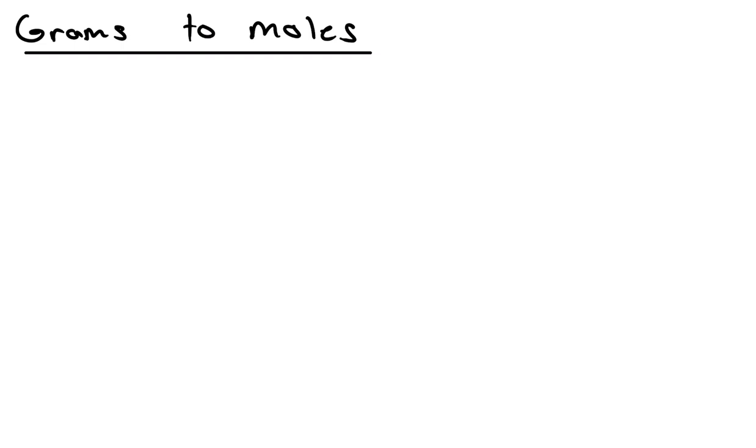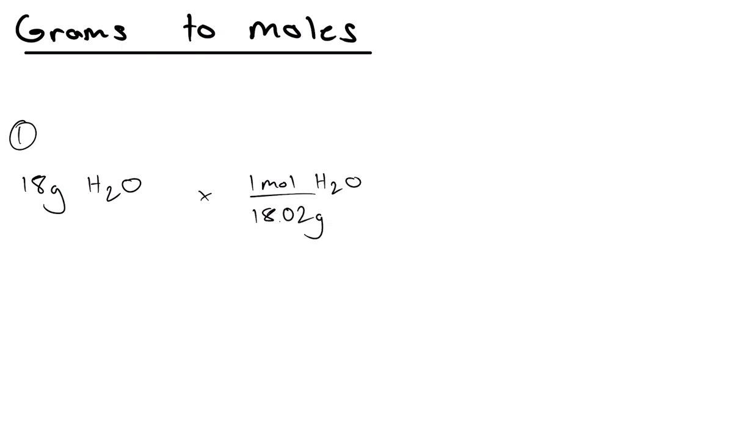So let's say we had 18 grams of H2O. How many moles would we have? So for question 1, if we have 18 grams of H2O, first we need to find the molar mass of H2O. And when you look at the periodic table and find it, it's 18.02 grams per mole. So 18 grams of H2O times 1 mole over 18.02 grams.